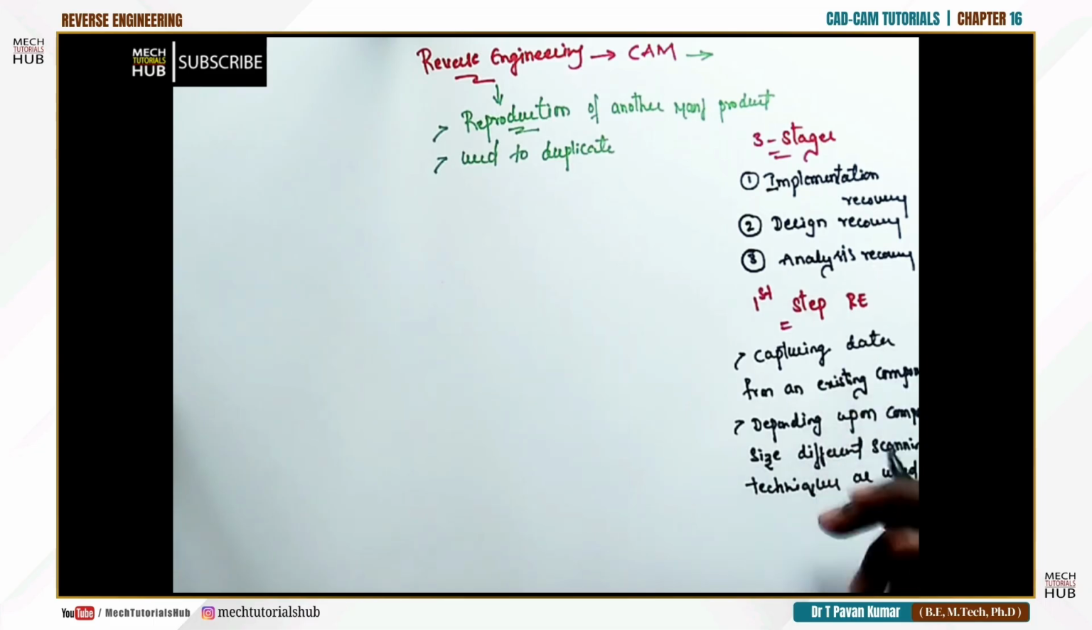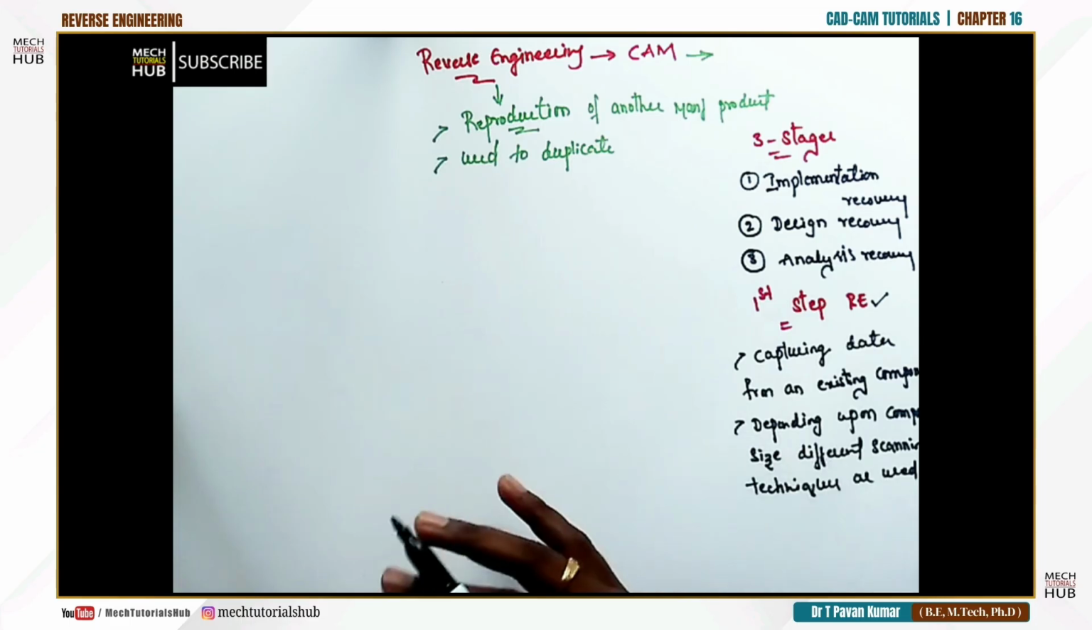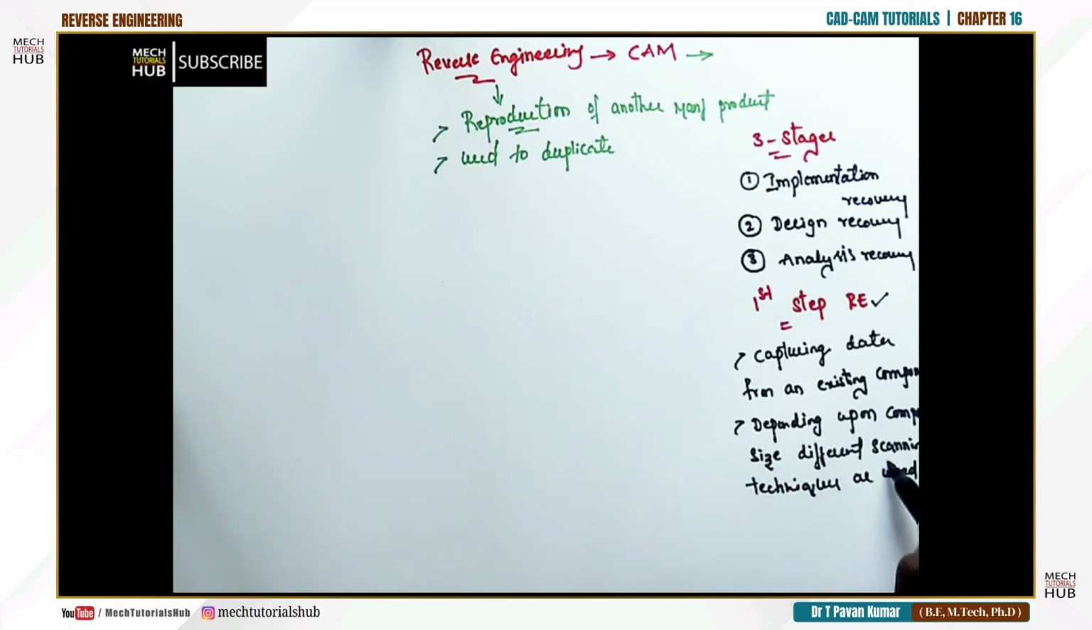I'm just making this statement to make you understand. Mainly in this reverse engineering process, firstly we'll try to capture the data. The data could be dimensions or geometrical information or topological information related physically. Depending upon the component size and shape, we'll go with different scanning techniques. We can scan the model to get the cloud data out of it in terms of x, y, and z coordinates. Now this scanning is performed in different ways.